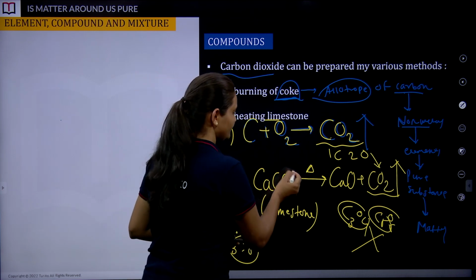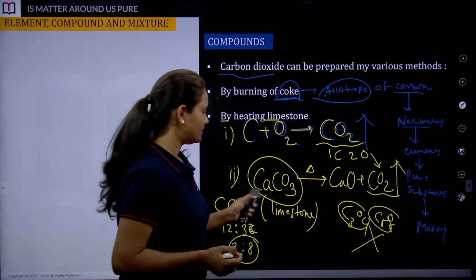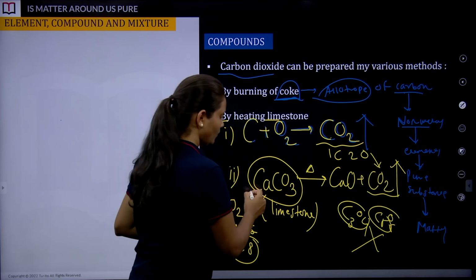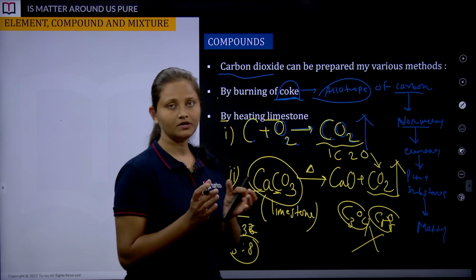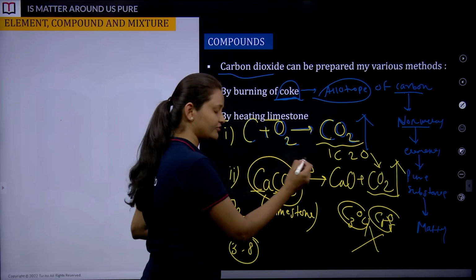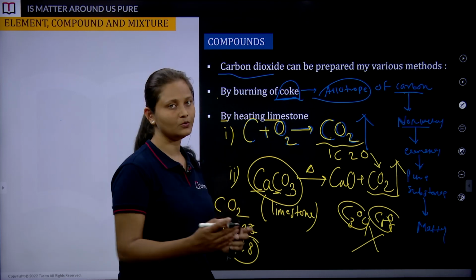Again, try to understand, CaCO3 is also a compound. Ca, calcium, carbon, oxygen. We have seen the definition of a compound. It's a chemical combination of two or more elements. So we are having calcium, carbon, oxygen. Three elements all together with its chemical formula CaCO3.